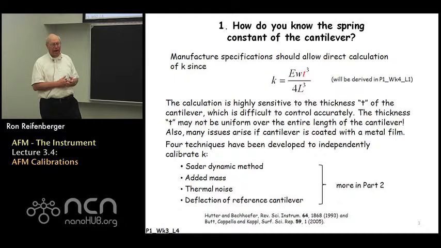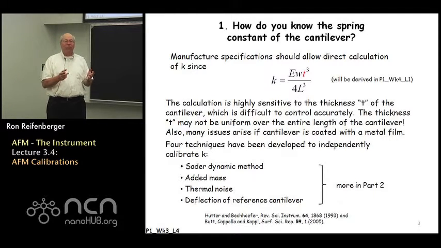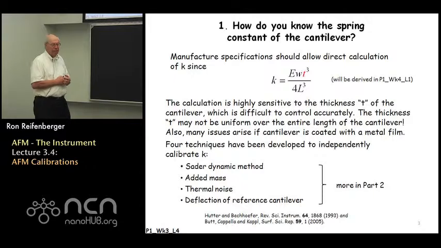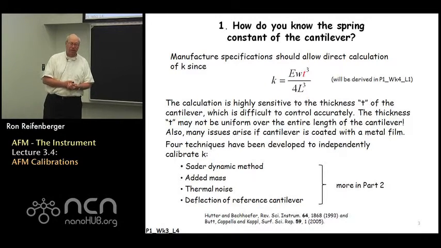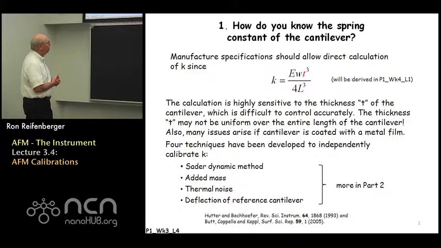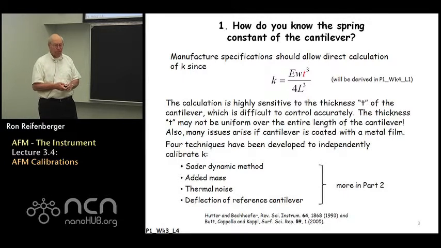It's no longer accurate. So there are a variety of ways to calibrate K, and they all require a dynamic approach to a cantilever. And so what we're going to do is we're going to postpone the calibration of K to part 2 of the course, which deals more with the dynamics of cantilever motion than part 1 of the course. But the 4 techniques that are often used are just listed here for you, just for reference purposes.